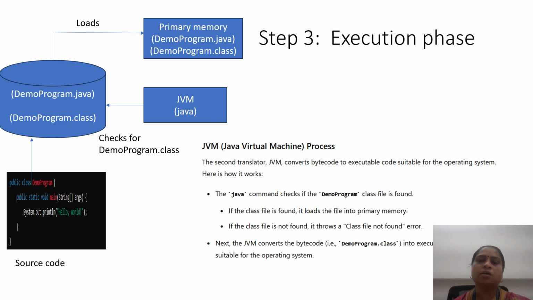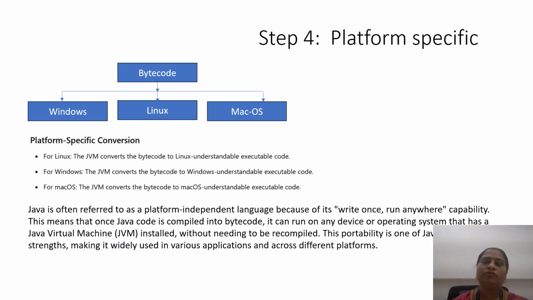And we also call Java platform independent because of how we generate code. In all other languages, the source code will be converted to executable, but that is not the case in Java, because here we have the intermediate called bytecode. This bytecode can be run on any operating system: Windows, Linux, and Mac. The JVM converts it. For example, if you are using Linux, the JVM converts the bytecode to Linux understandable executable. If you are using Windows, the JVM converts bytecode to Windows understandable executable. Similarly for Mac OS.